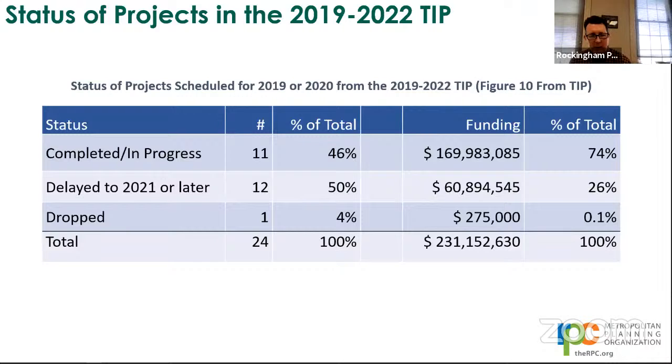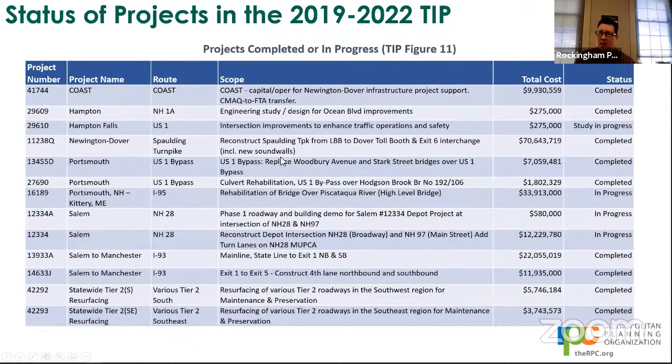I think a lot of them tend to be the smaller projects that are more locally driven. So there's more time sometimes needed to get through the federal process and to get everything organized and ready to go to construction. I include the list here, and we can go through them and see what they are in the next slide. I wasn't intending to go through all of these. This is the list of projects that were completed or in progress.